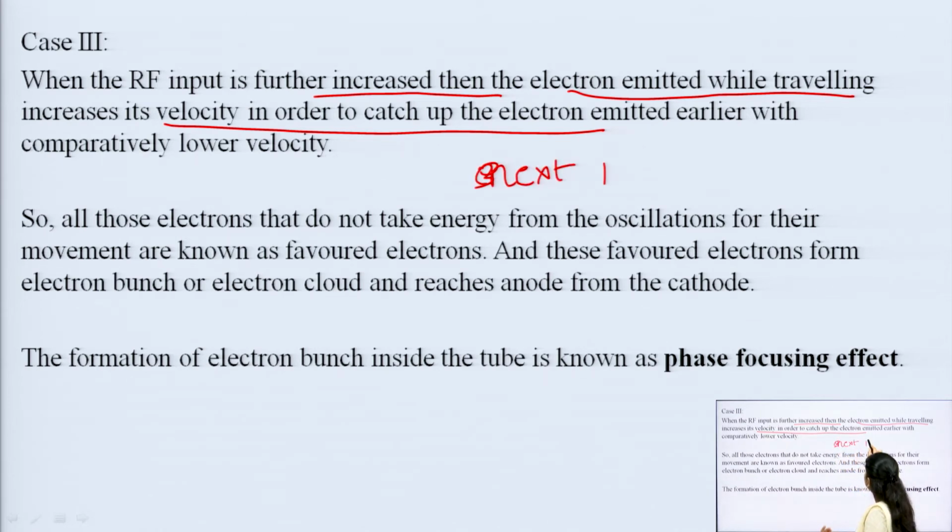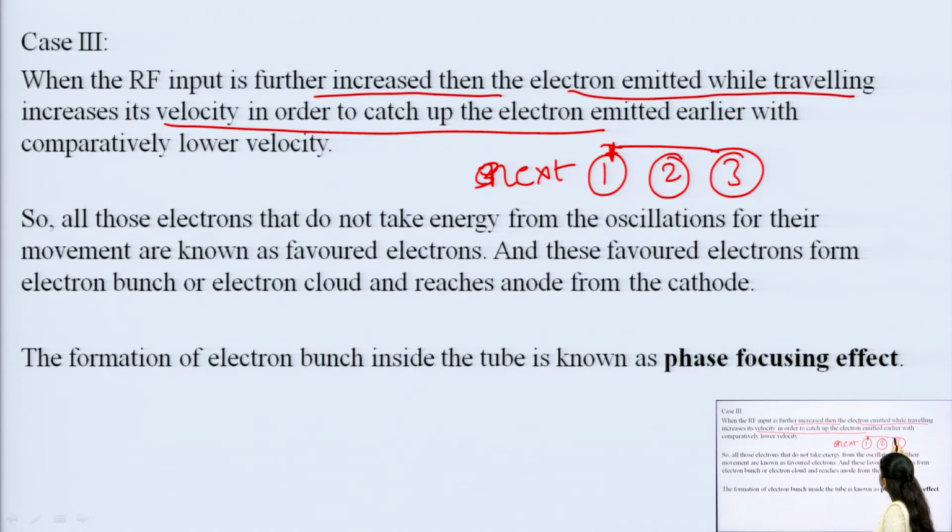We can say the first electron is favored, the second electron is unfavored, and the third electron, which is emitted, tries to reach the velocity of the first. It wants to reach the destination at the same time at which the first reaches the anode. So, what does it have to do? It has to increase its velocity, to catch up with the electron emitted earlier, that is the first one, which is at a comparatively lower velocity than this one.